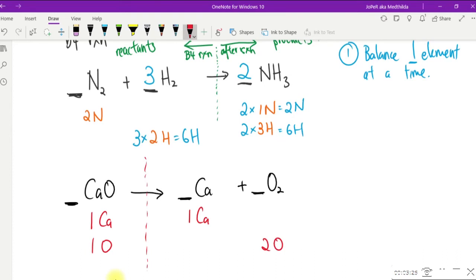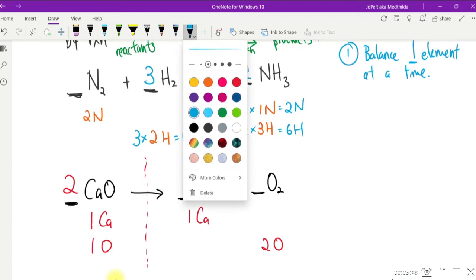If I go row by row, first one I see calcium. Left hand side I have 1, right hand side I have 1. So calcium is balanced for now. Oxygen, left hand side I have 1, right hand side I have 2. So what do I need to do here? I need to put a big number 2 in front of it. When I put a big number 2 here, what you realize is that I will actually, sorry, let me change my pen color.